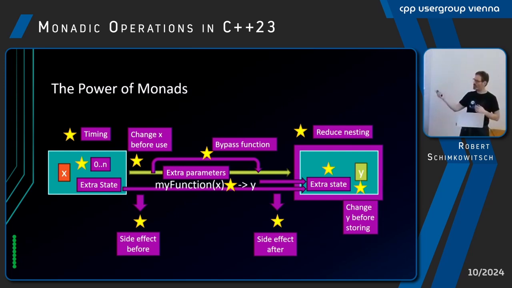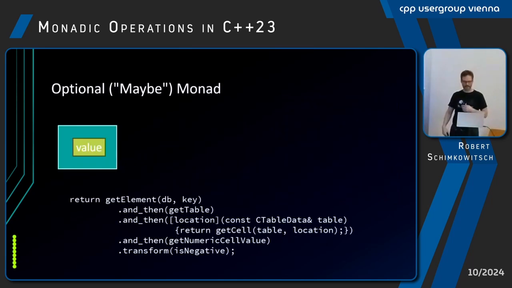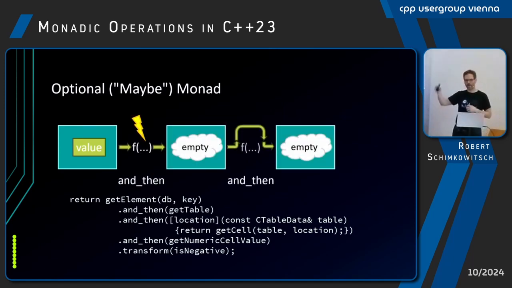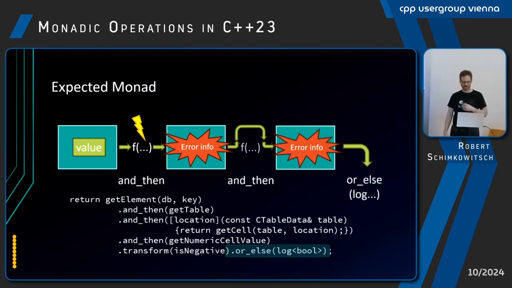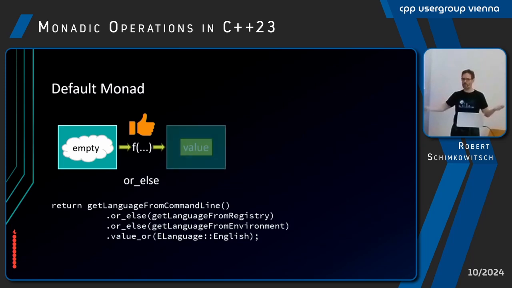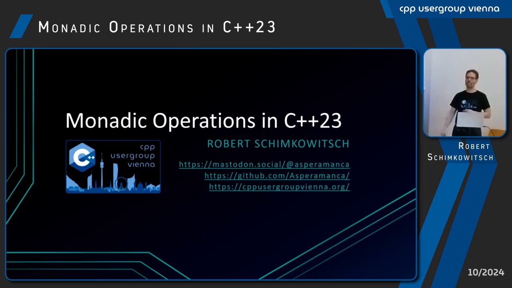And the best and easiest way to do this is to use the monads provided with the language, like the ranges monad, which allows you to chain 1 to n operations using transform and join, like the optional's maybe monad, which allows you to call a chain of functions and which short circuits if any of them fails. The closely related expected monad, which adds error information. And the optional's default monad, which lets you pick the first success from a chain of functions. This is the place to start. These are the monadic operations in C++23.